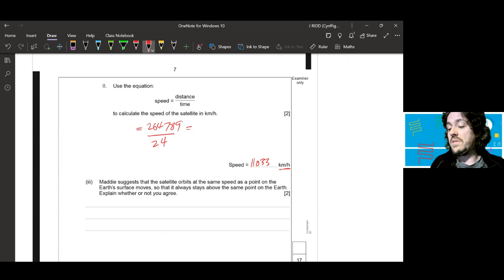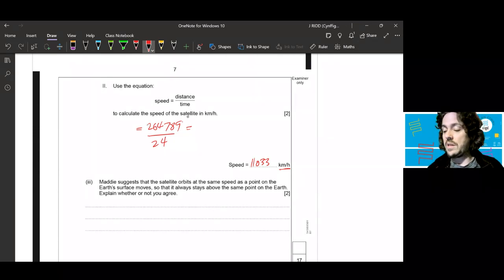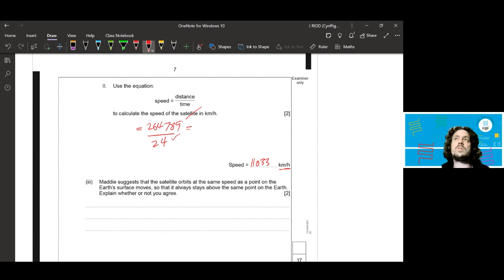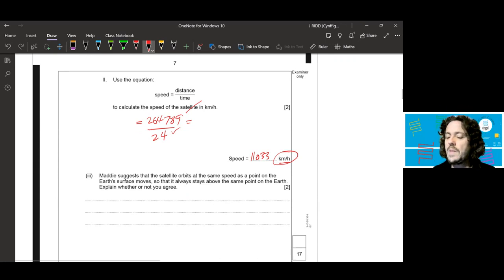So that means my distance needs to be in kilometers, which it is, and my time needs to be in hours, which it is. Were it to say something like meters per second, it's not likely because it wouldn't be a sensible unit of measurement, but if it did, you'd have to convert the kilometers into meters and the time, which is in hours in this case, into seconds. It's possible and it can be done. But once again, make sure you check the unit of measurement.